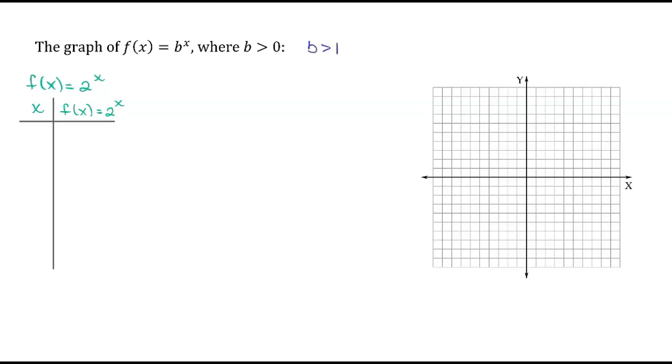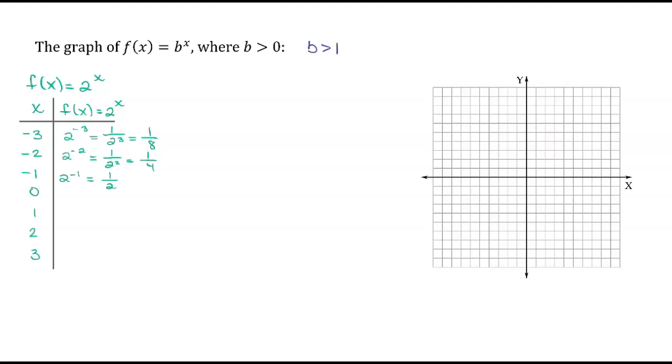For our x values, let's use integers from -3 to +3. If x is equal to -3, then f of x is 2 raised to the exponent of -3. 2 to the -3 is equivalent to 1 over 2 cubed, or 1/8. When x is equal to -2, f of x is 2 raised to the exponent of -2. 2 to the -2 is equivalent to 1 over 2 squared, or 1/4. When x is equal to -1, f of x is 2 raised to the exponent of -1, or 1 over 2 to the first, which is 1/2.